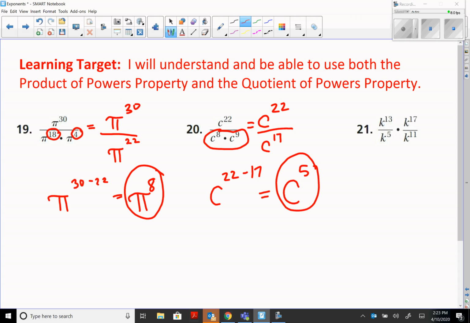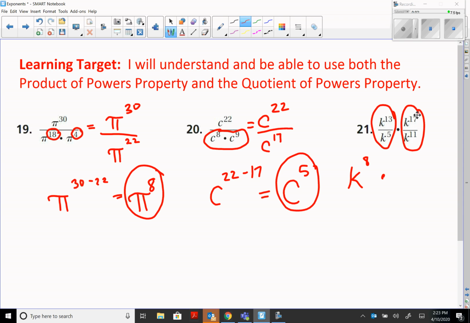Okay, on this one, since I have the two separate fractions that are being multiplied, I'm going to actually start with the quotient of powers property. So looking at the first fraction, I have k to the 13th power divided by k to the 5th power. So I'm going to subtract the exponents. 13 minus 5 is 8. So that one becomes k to the power of 8.